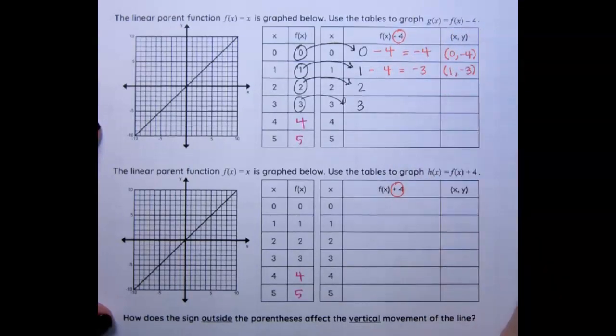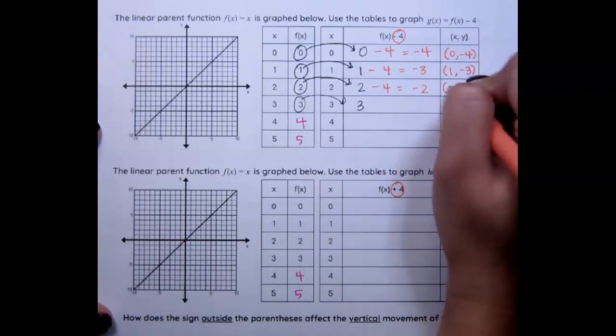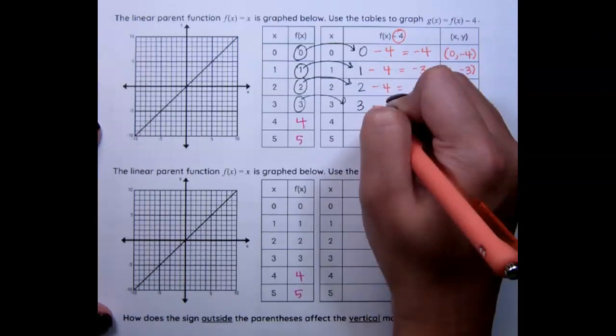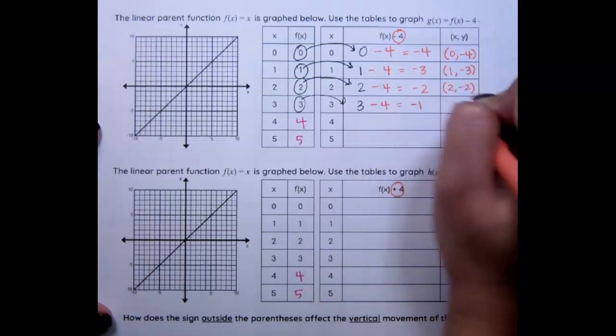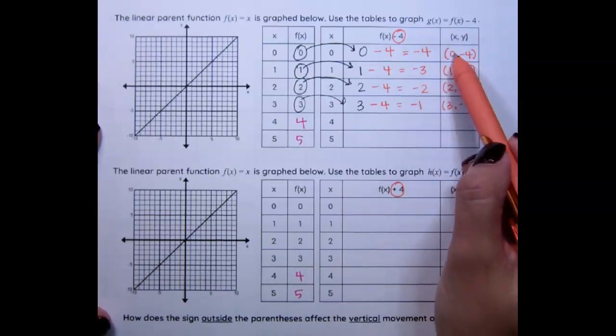So my ordered pair is 1, negative 3. 2 minus 4 is negative 2, so I have 2, negative 2. 3 minus 4 is negative 1, so I have 3, negative 1. You can fill in the other points if you'd like, but I'm trying to save us a little bit of time. So now I'm going to graph these.